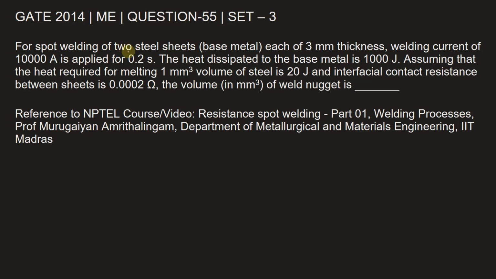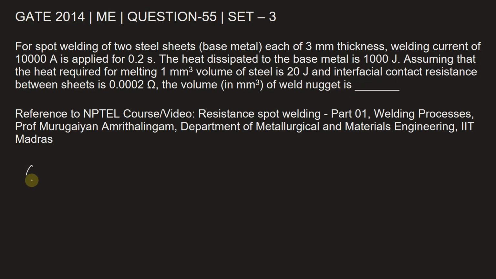For spot welding of two steel sheets, base metal, each of 3 mm thickness, a welding current of 10,000 ampere is applied for 0.2 seconds. The heat dissipated to the base metal is 1000 joule. Assuming that the heat required for melting 1 mm cube volume of steel is 20 joule and the interfacial contact resistance between sheets is 0.0002 ohm, the volume in millimeter cube of weld nugget is dash.